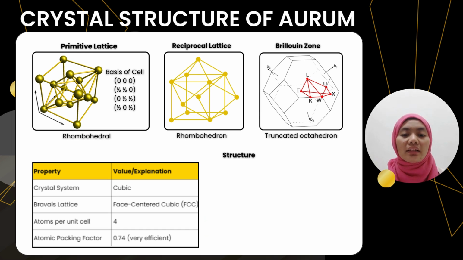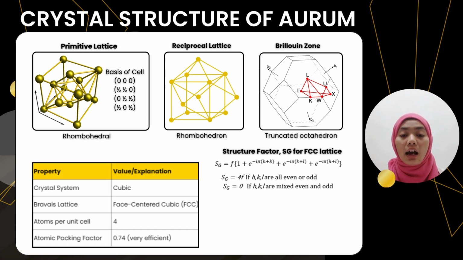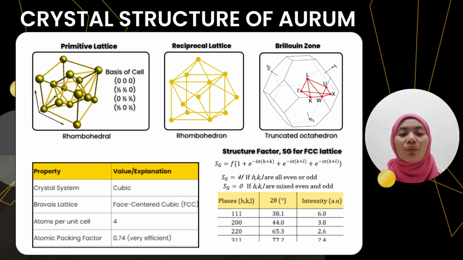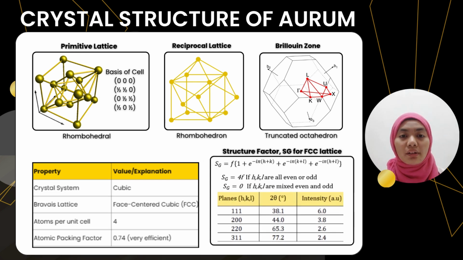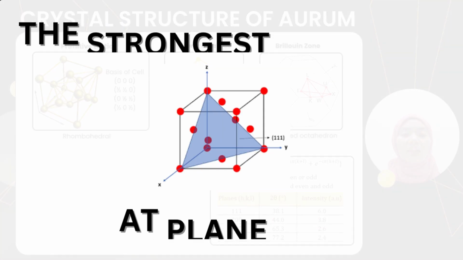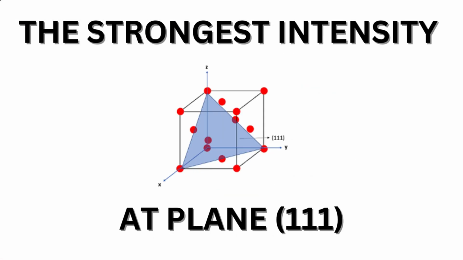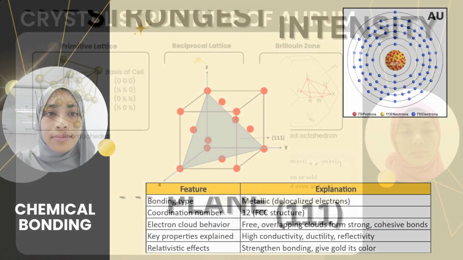The structure factor is equal to 4f when hkl are all even or all odd, and equal to 0 when hkl are mixed with even and odd. So the allowed reflections are at planes 111, 200, 220, 311. The strongest intensity was at the 111 plane, showing its preferred orientation. Our experimental peaks match these planes.